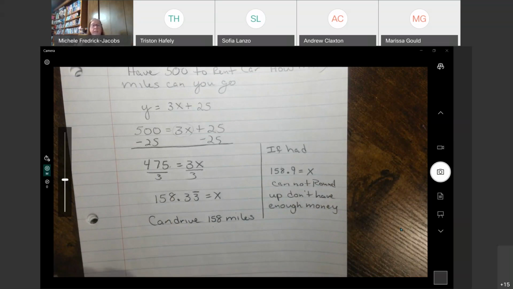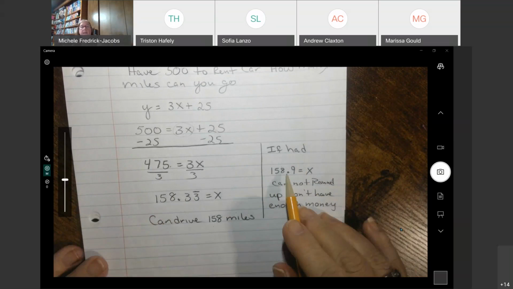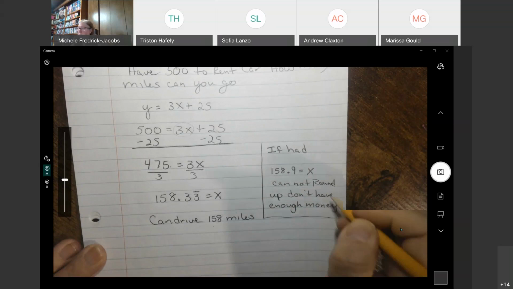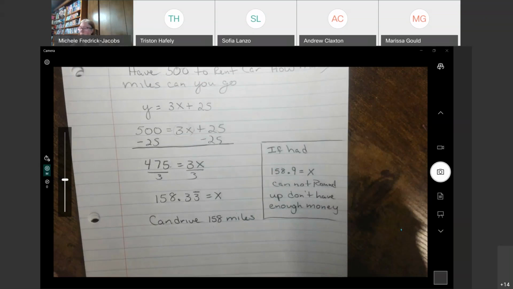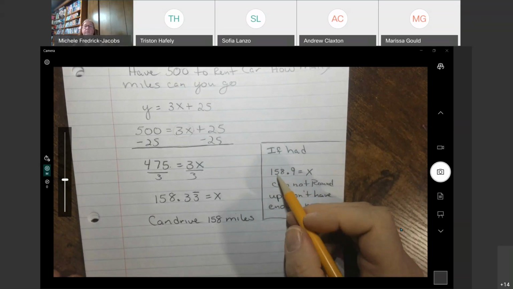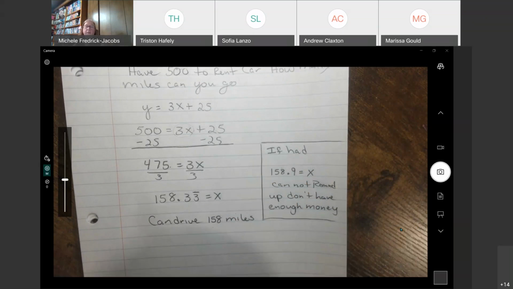In this case, it was okay because it didn't round up. But if it had, so this is just an if this happened. Even if it was 158.5, we cannot round it up. Unless you find some more money somewhere.